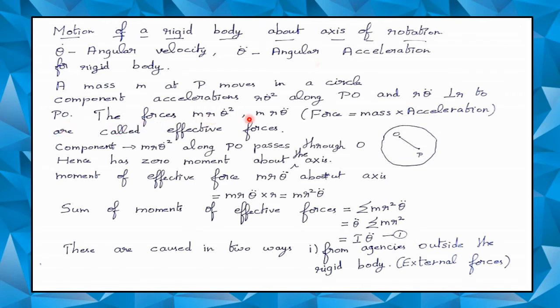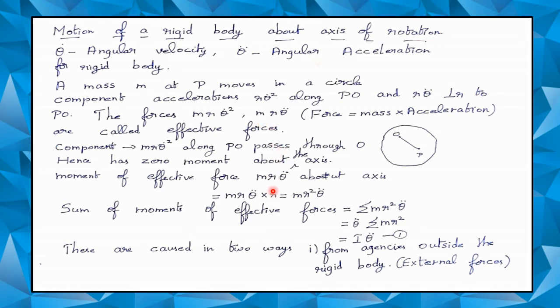And similarly there are two components of forces also. We know that force is equal to mass into acceleration. Therefore the two forces are m r theta dot square and m r theta double dot. These two forces are called effective forces. And see this component m r theta dot square, the direction of this component will be along PO and it also passes through O, and hence the moment about this axis is 0. Therefore the moment of this force becomes 0.